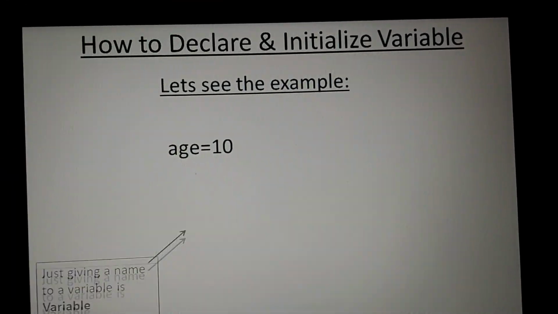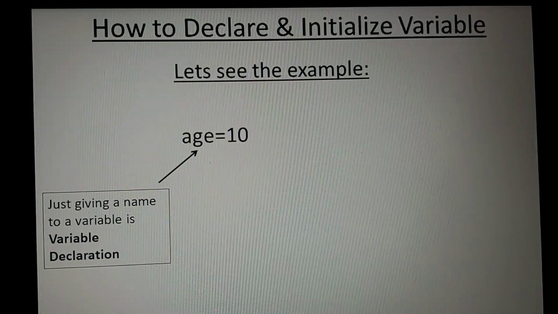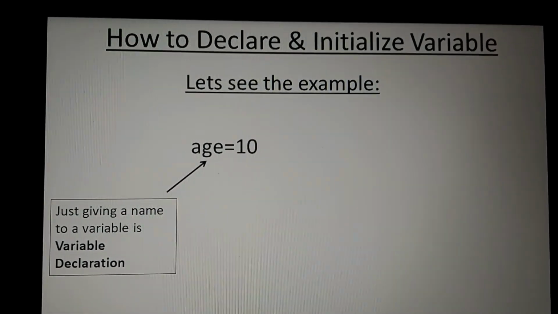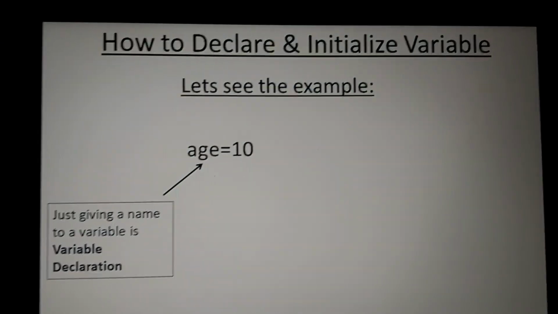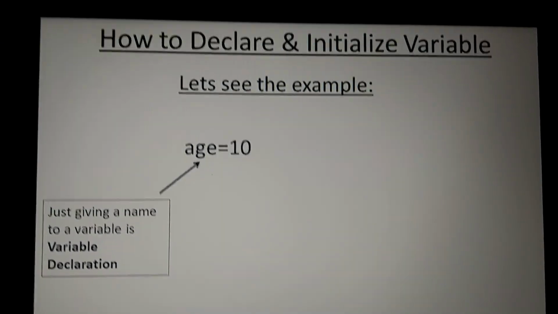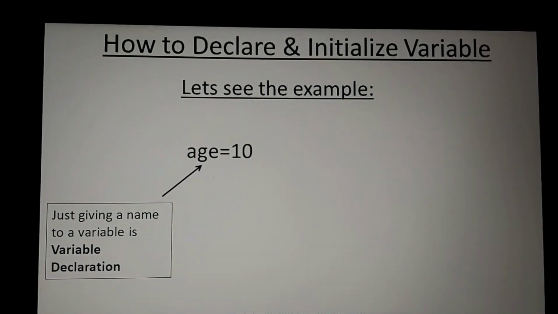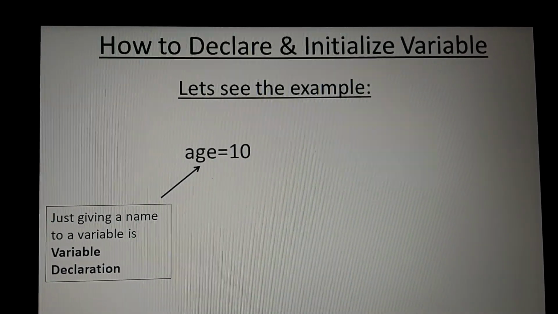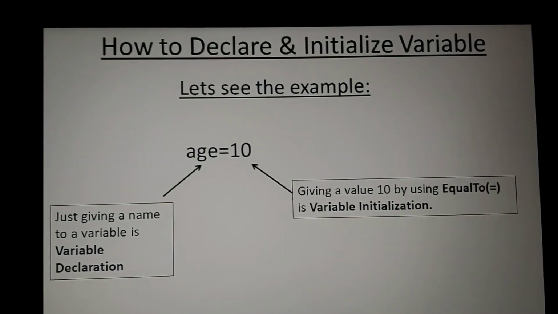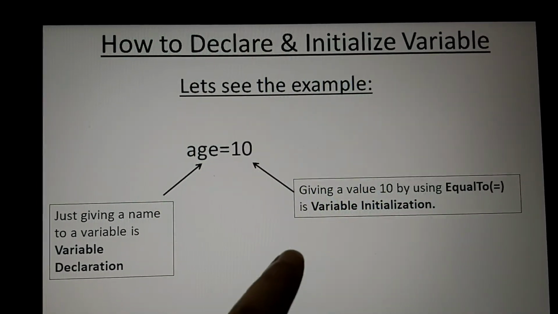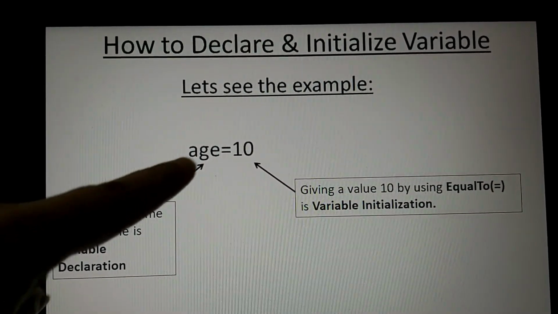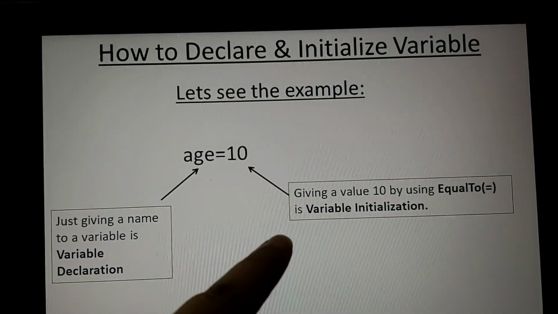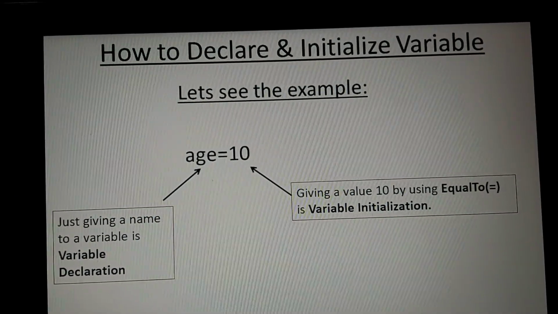So class, when you have written age, it means just giving a name to a variable, which is known as variable declaration. तो जब भी हम वेरिएबल को कोई नाम देते हैं उसे हम बोलते हैं वेरिएबल डिक्लेरेशन. इनिशियलाइजेशन का मतलब होता है उसको मेमोरी मिलना, वैल्यू मिलना. So here, giving a value 10 by using which operator, which symbol are we using? Is equal to. So giving a value 10 by using equal to is called variable initialization.